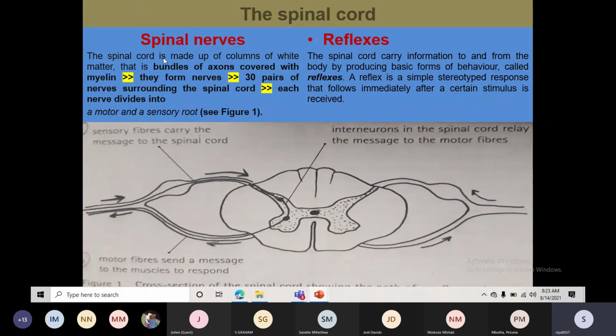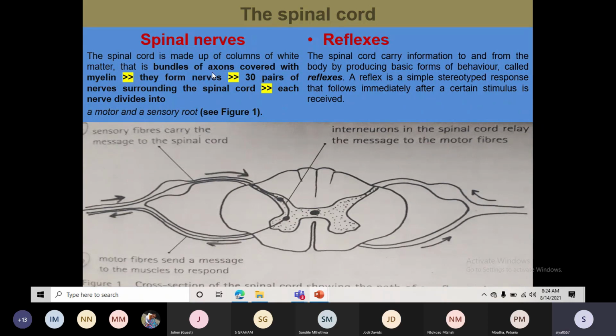The spinal cord is made up of the column called white matter. So those are the key. During our multiple choice questions, we focus on the key aspects. The spinal cord is made up of columns of white matter, that is, branches of axons covered with myelin. So this is the spinal cord. Around the spinal cord, there are spinal nerves. The spinal cord is covered with white matter. So keep in mind, white matter.